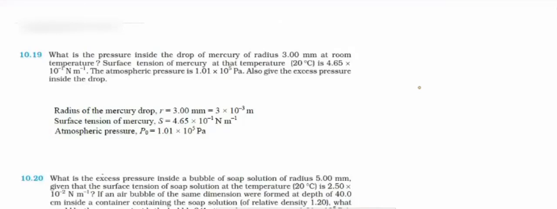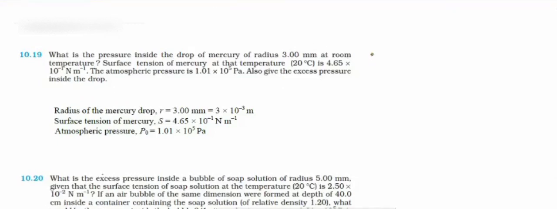Let's continue. Question 19. What is the pressure inside the drop of mercury of radius 3 millimeter at room temperature? Surface tension is given. Atmospheric pressure is given. Also give the excess pressure inside the drop. So first of all, we can calculate the excess pressure inside the drop.